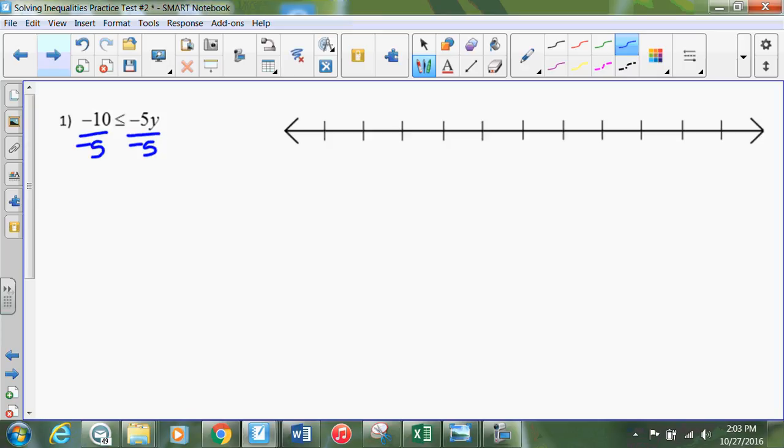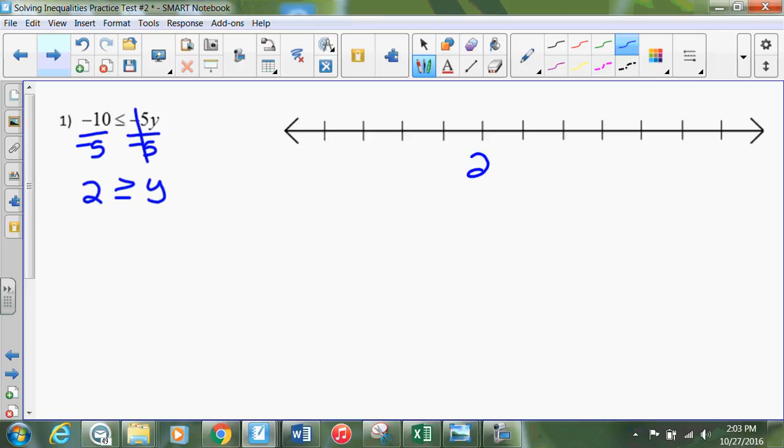We're going to divide both sides by negative 5. The negative 5 and the negative 5 cancel out. We end up with the y. Negative 10 divided by negative 5 is a 2. But instead of writing the same inequality sign, the inequality sign flips because we just divided by a negative number on both sides. So we'll look at the number line.